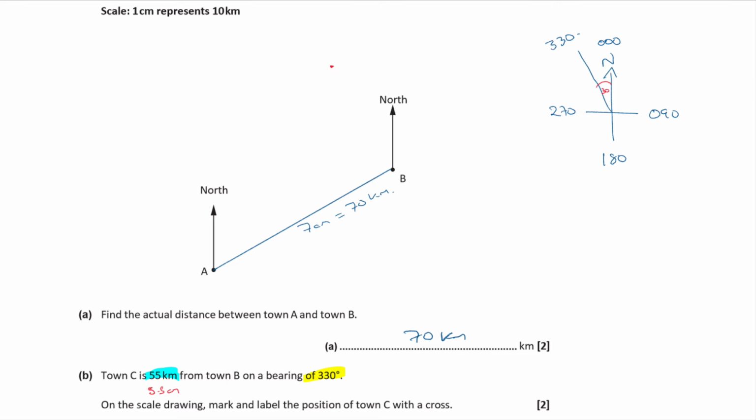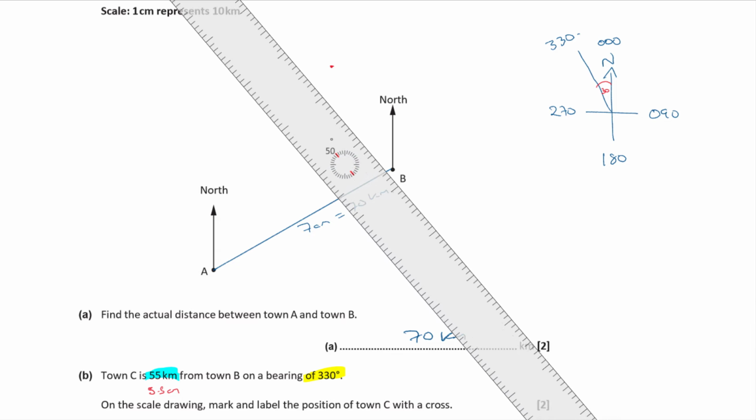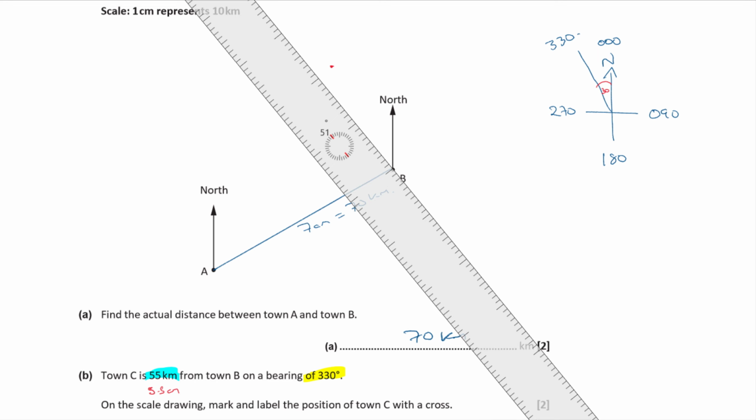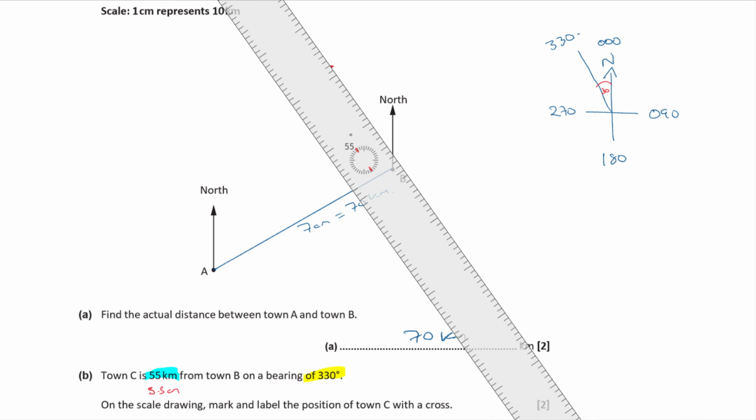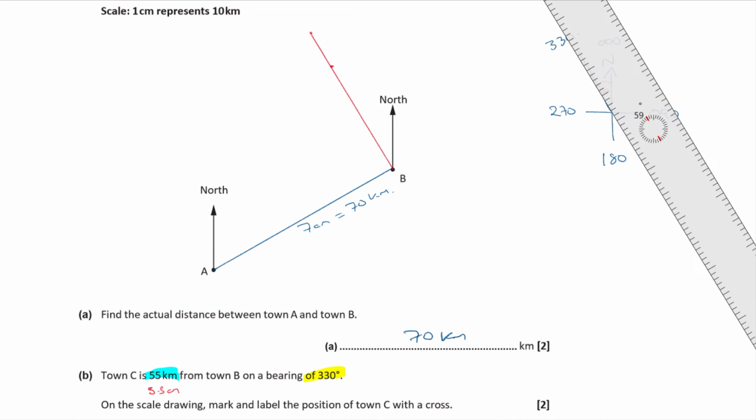So then taking our ruler again and measuring off in that direction, we want to go a distance of 5.5 centimetres in that direction, don't we? 1, 2, 3, 4, 5.5 is about there. So I make it about that long. So that line should be 30 degrees back from this north line, and a distance of 5.5 centimetres, which is equivalent to 55 kilometres then, isn't it?